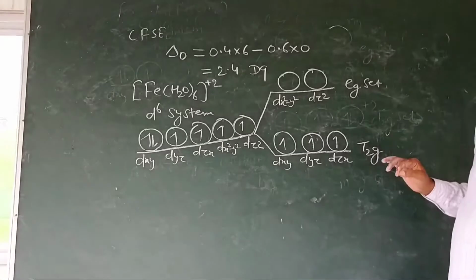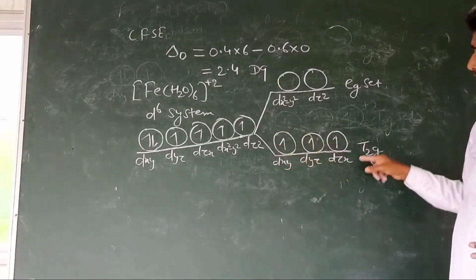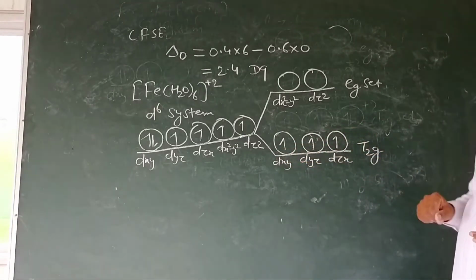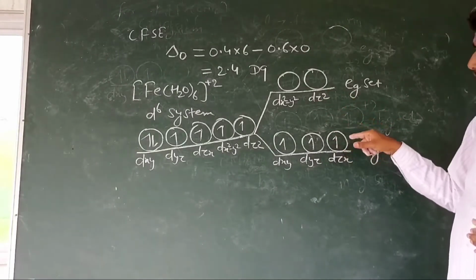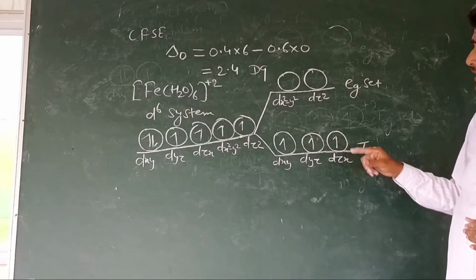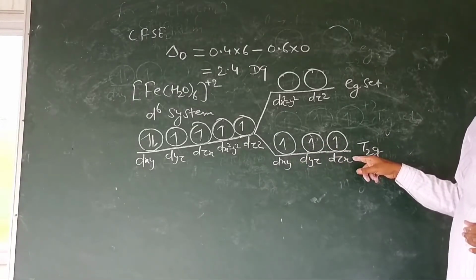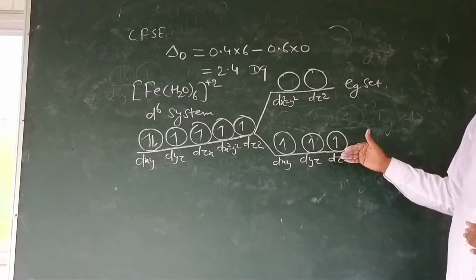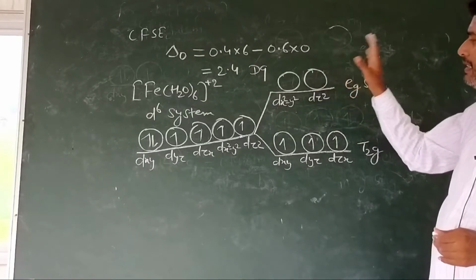Without any doubt, electrons first enter T2G. Being degenerate, electrons will enter as per Hund's rule, singly with parallel spin. Our ligand is water here. Water is a weak ligand, hence water is not capable of starting pairing in T2G. After it is half filled, the remaining electrons will enter the EG state.